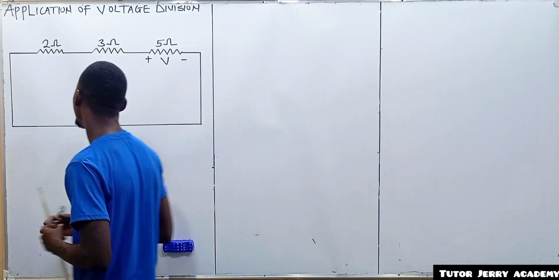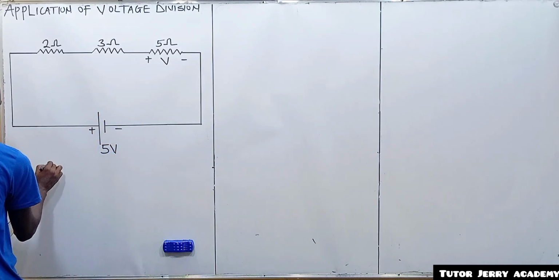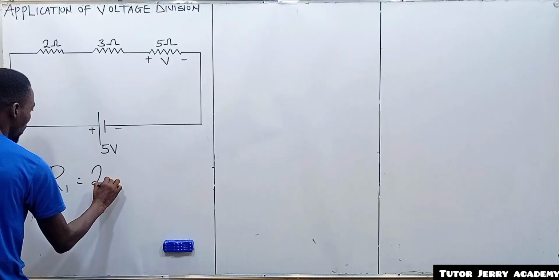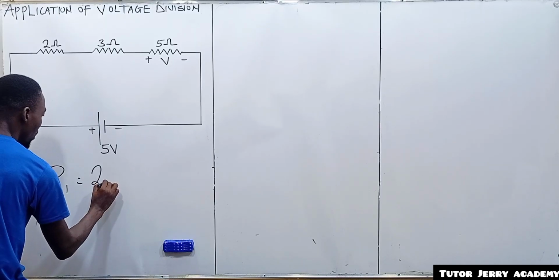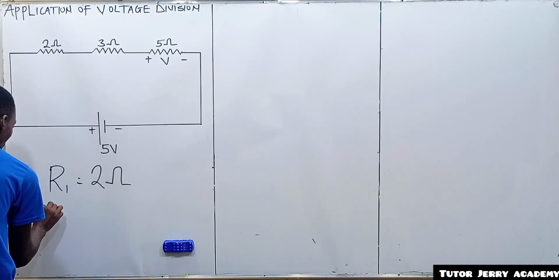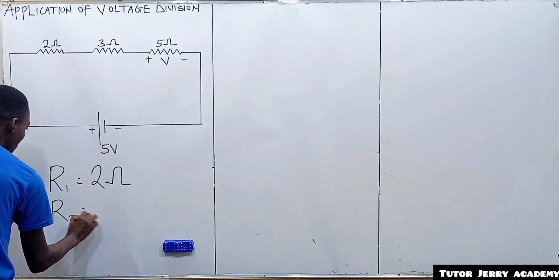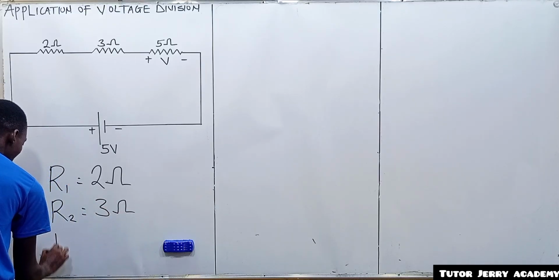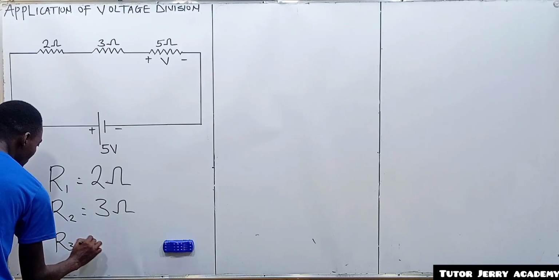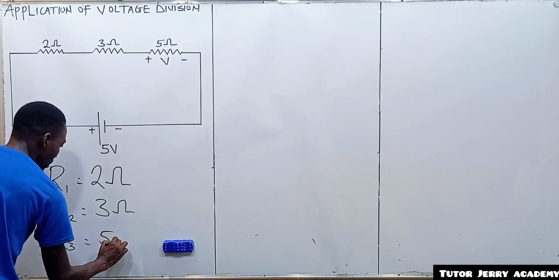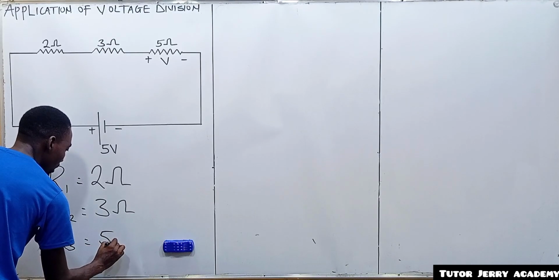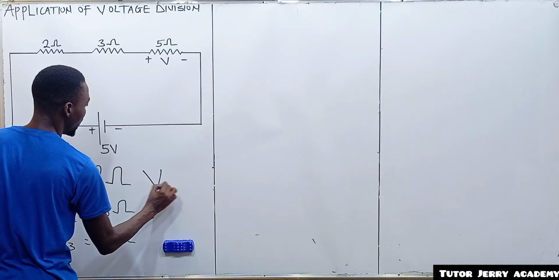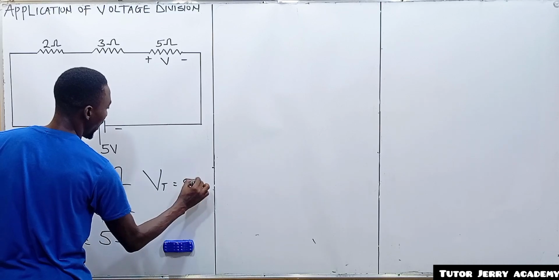All right, for us to solve this, let's say R1 is equal to 2 ohms, R2 is equal to 3 ohms, and R3 is equal to 5 ohms. All right, and the total voltage that is entering the circuit is 5 volts.